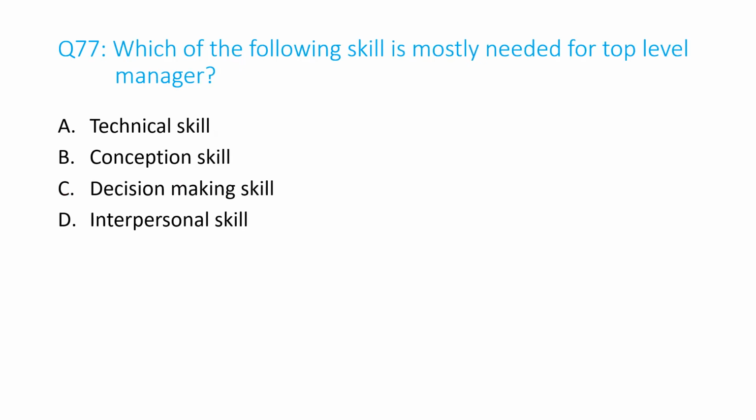And the answer is number 77. Which of the following skill is mostly needed for top level manager? A. Technical skill, B. Conceptual skill, C. Decision making skill, D. Interpersonal skill.